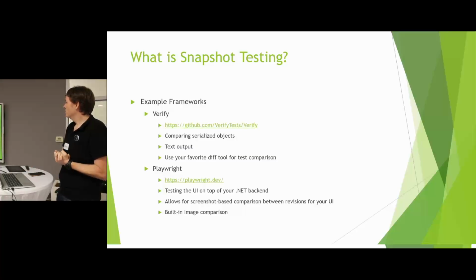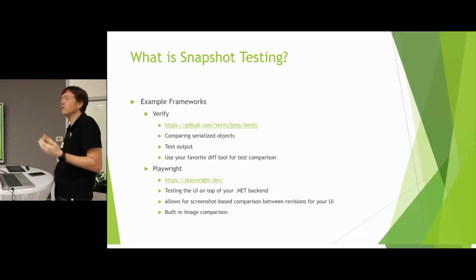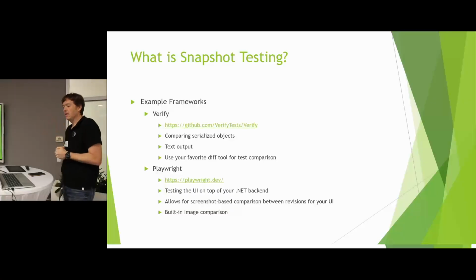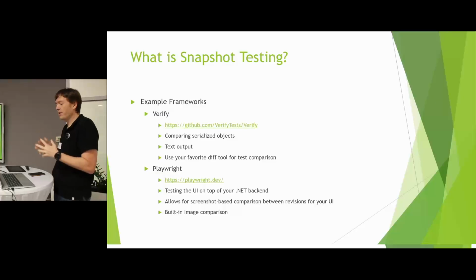So what we are going to use today is Verify. We also use it at FSW. We also use Playwright, but Playwright is more for UI testing, though it's also a snapshot testing tool. So with Verify, you do code-based tests. You compare the serialized objects. You have a text output, and you can use, as I said, your favorite diff tool to compare those two on your local developer machine.